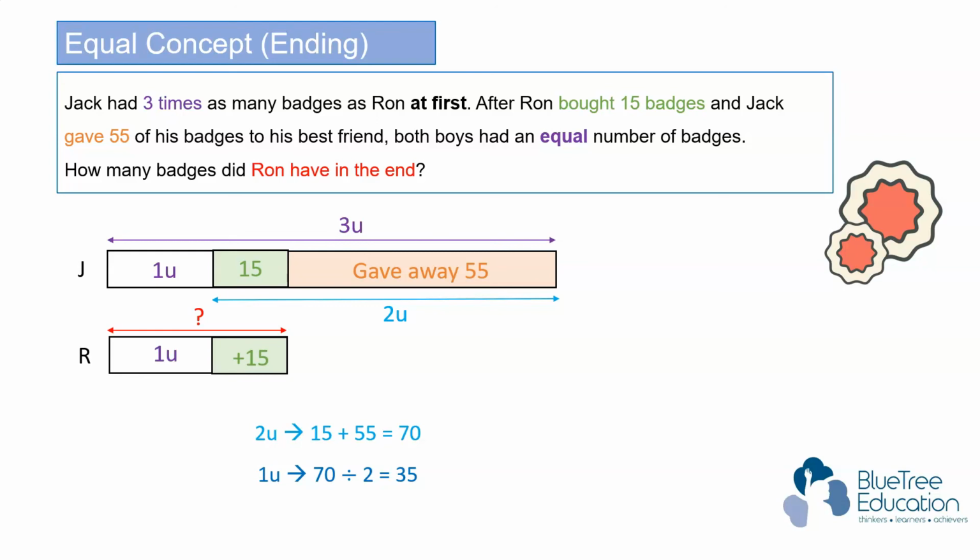So now let's find out how many badges Ron had in the end. Ron has 1 unit plus 15 in the end. So that will be 35 plus 15. And we will have the final answer of 50.